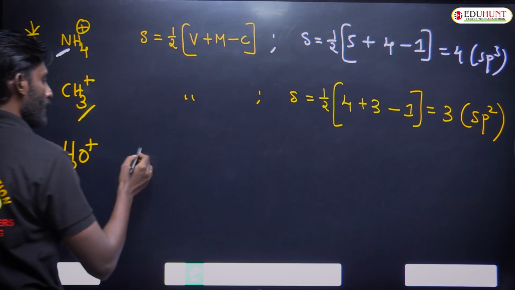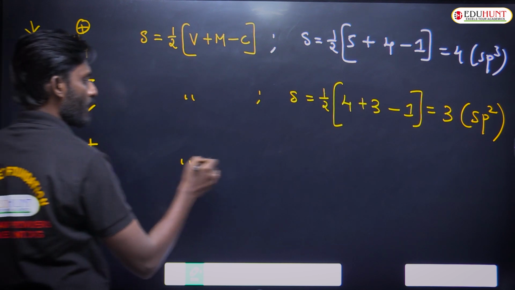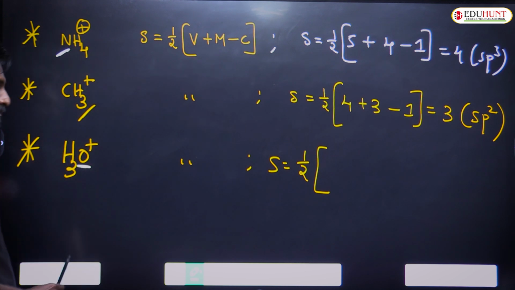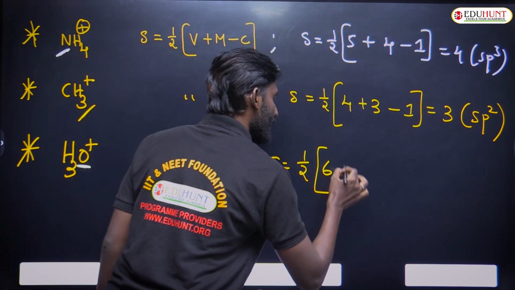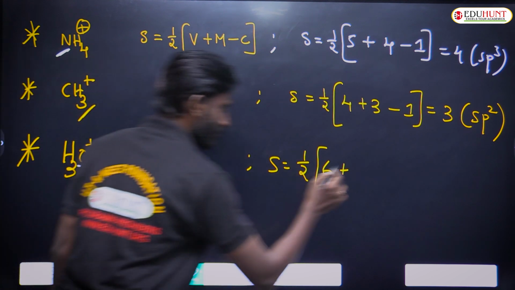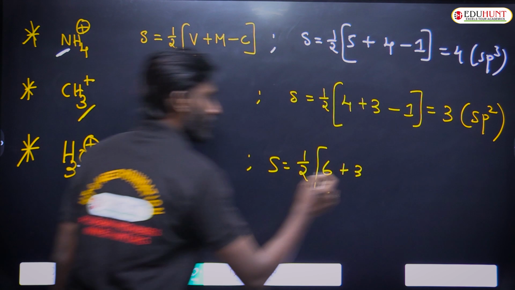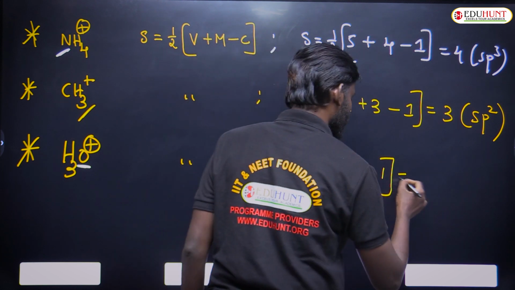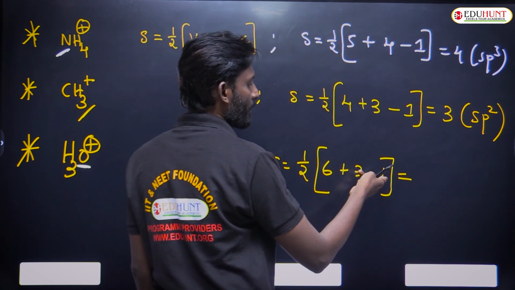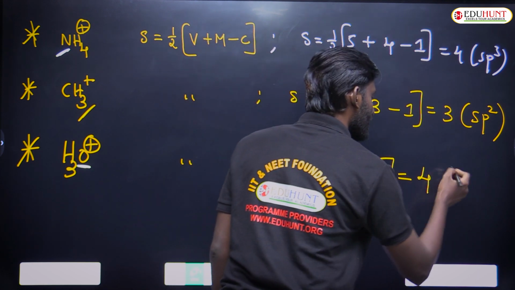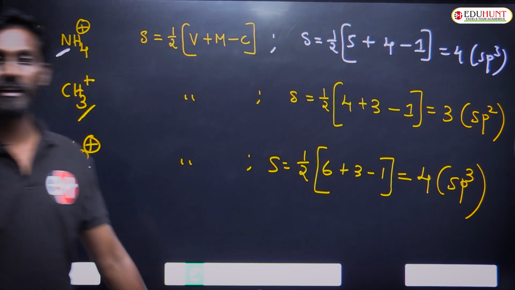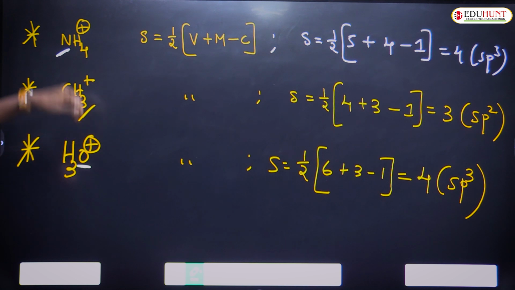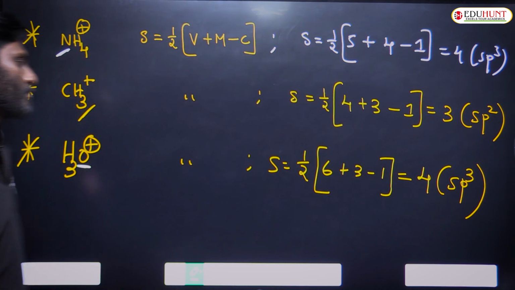H3O plus, S is equal to the same formula. Cation means same formula. Apply the formula. S is equal to 1 by 2 times, here the central atom is oxygen. In the oxygen valence shell you have 6. 6 plus 3 monovalent atoms, and the charge magnitude is 1, so minus 1. 6 plus 3, 9. 9 minus 1, 8. 8 by 2, 4. sp3 hybridization. Okay. So this is how you can calculate the steric factor for any cation, and with that steric factor you can determine the hybridization.